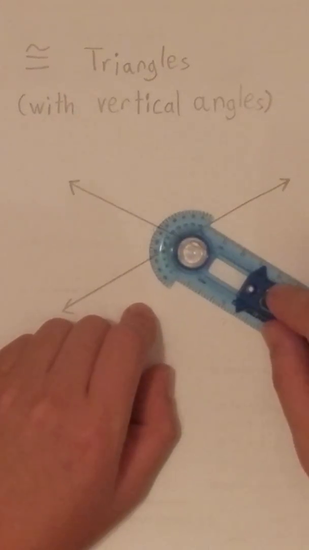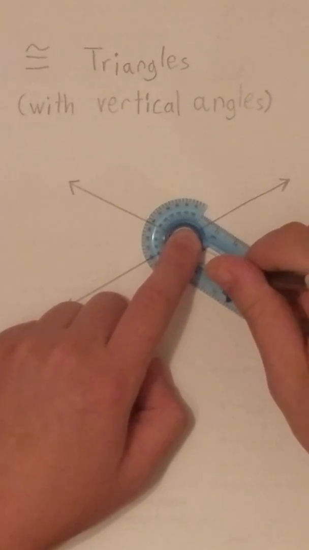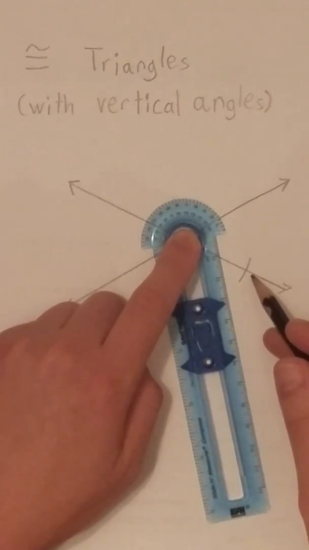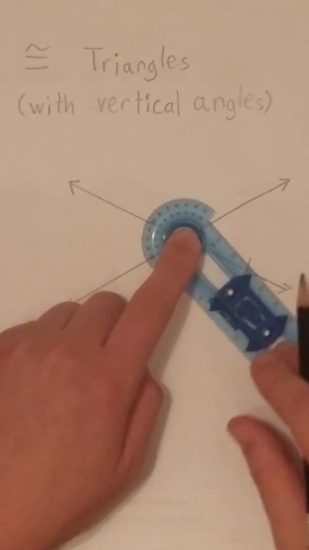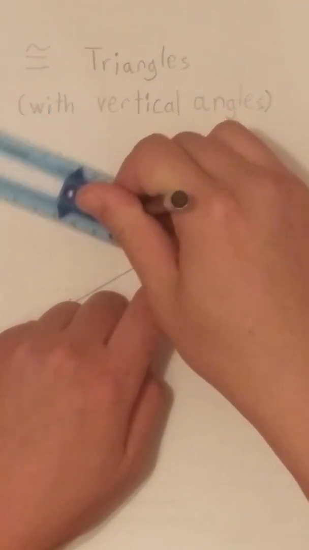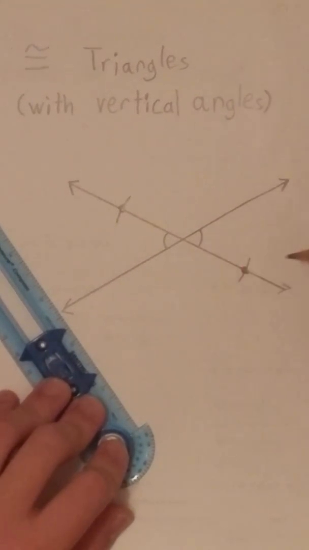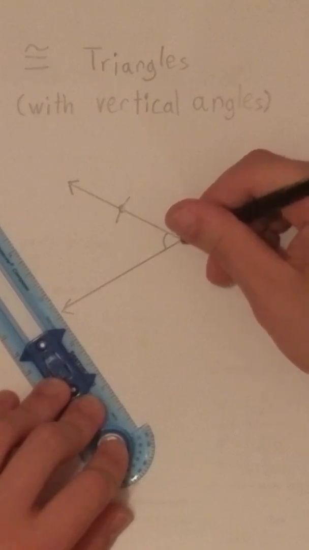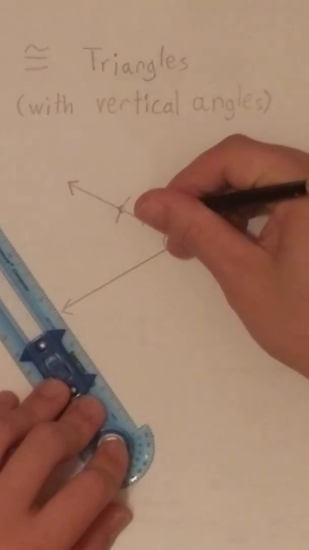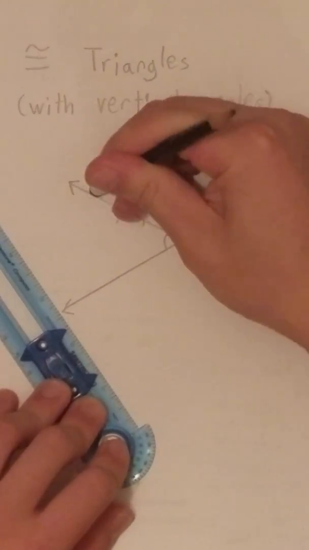So I know that if I put the center of my compass at the point of intersection here, I can use the slider to draw an arc on one half of one of the lines. And if I keep this measure and bring it all the way around, I would now have a pair of congruent segments with the point of intersection of the two lines as my midpoint. And I'll be able to say this segment and this segment are congruent, and I can erase the excess.